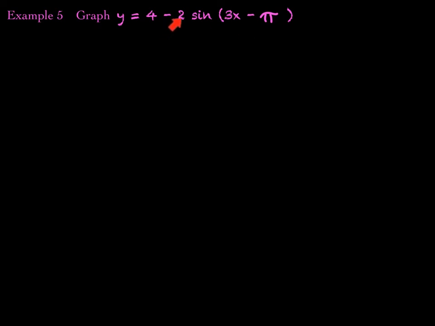There's a vertical stretching of 2 units. This negative is a reflection across the x-axis. The period has also changed because the coefficient of x is not 1. And there's also a vertical translation up 4 units. Man, there's a lot of transformations involved here. All right, let's set up our three-part inequality and solve for x.